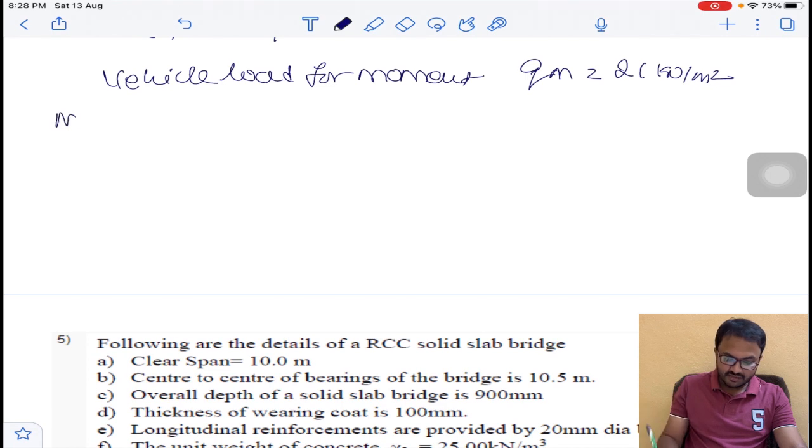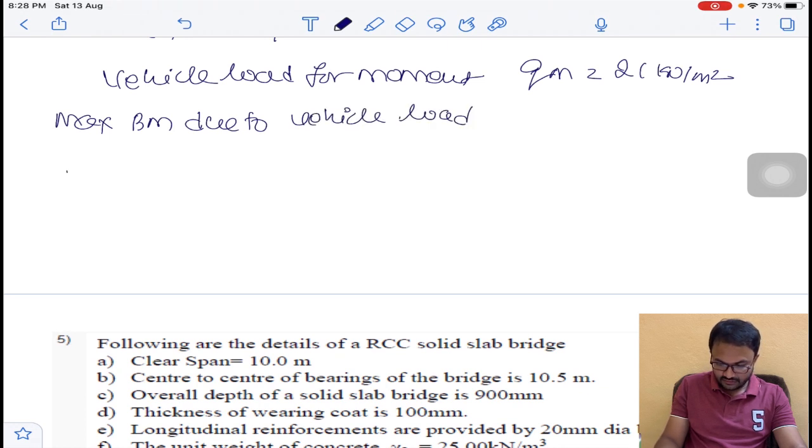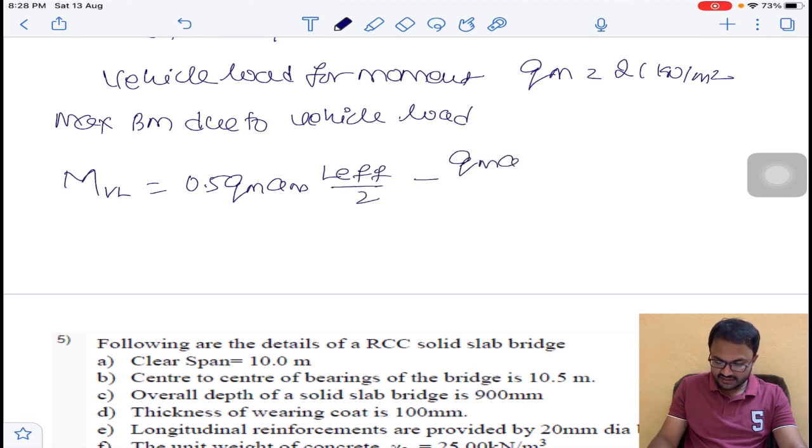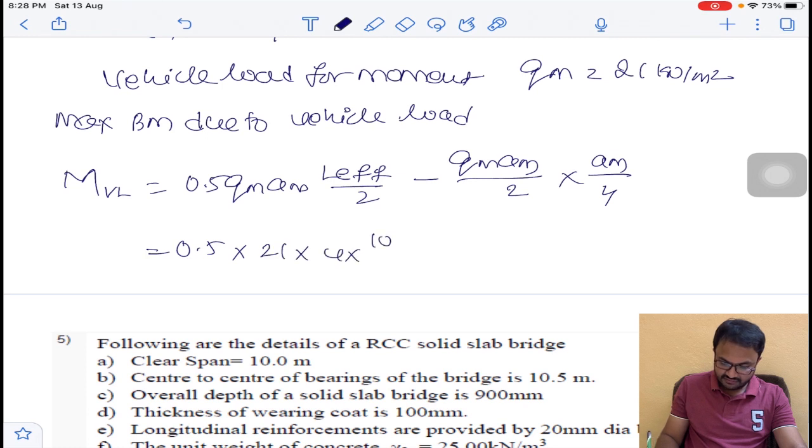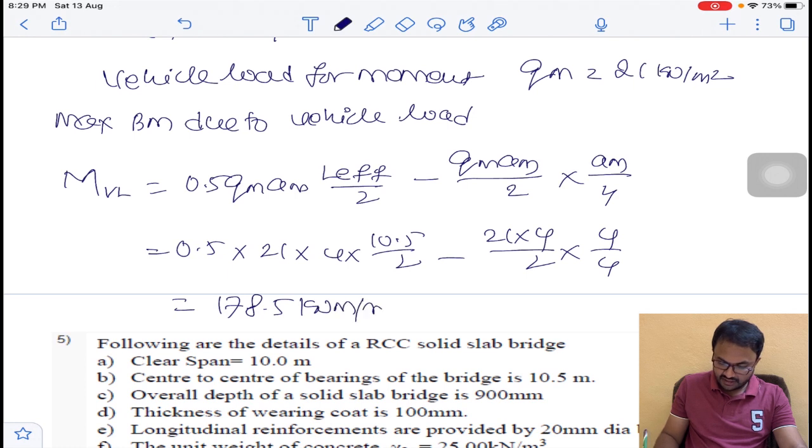Now we need to calculate the maximum bending moment due to vehicle load. The maximum bending moment due to vehicle load, MVL, is equal to 0.5 into Qm into Am into L effective divided by 2, minus Qm Am by 2 into Am by 4. So just substitute the values: 0.5 into 21 into 4 into 10.5 divided by 2, minus 21 into 4 divided by 2, 4 by 4. You will get 178.5 kilonewton meter per meter width.